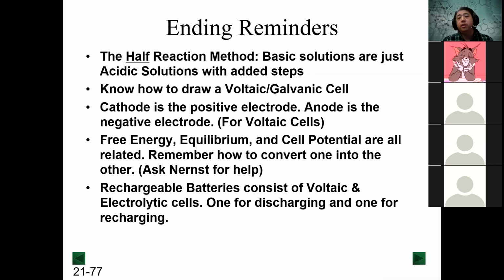The half reaction method that you use, it's essentially your basic solution steps are just your acidic steps plus a few more steps. Okay. Make sure you know how to draw a voltaic cell, or also known as galvanic cell. Know about the line notation. Know about just reading the overall equation. Okay. Your cathode is a positive one, anode is a negative, and this is for your voltaic cell. For electrolytic, it is all flipped around.